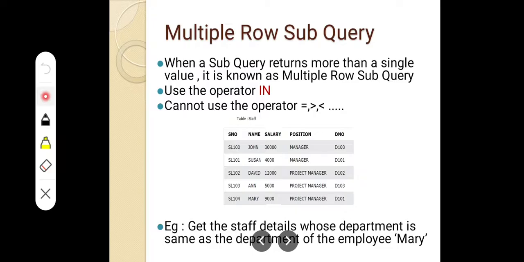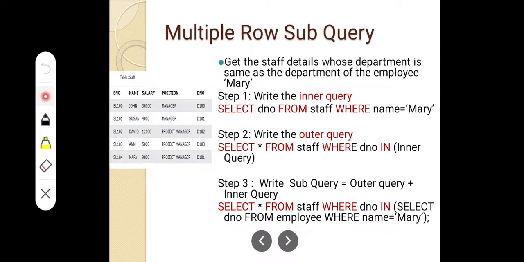Clear? So that is why it is asked: get the staff details whose department name is same as the department of the employee Mary, or the staff Mary. So how can we write the query? Only the subquery or the nested query is possible here. Okay. So first we will write the inner query. What will we write in the inner query?